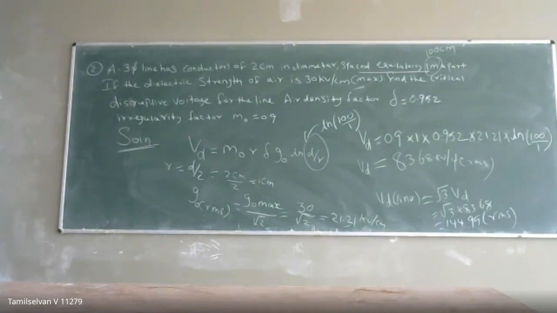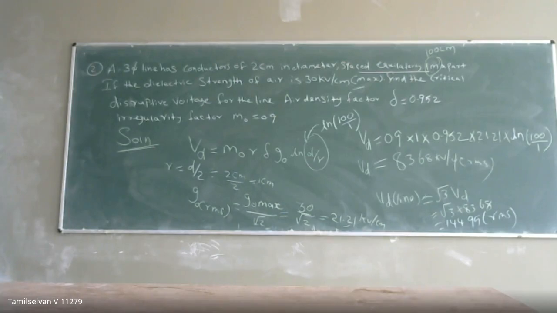This is the voltage at which your corona starts in your transmission line. It means you can get a hissing noise and production of ozone gas. If your line voltage is greater than 144.95 kilovolt, then the corona effect is going to start in your transmission line conductor.